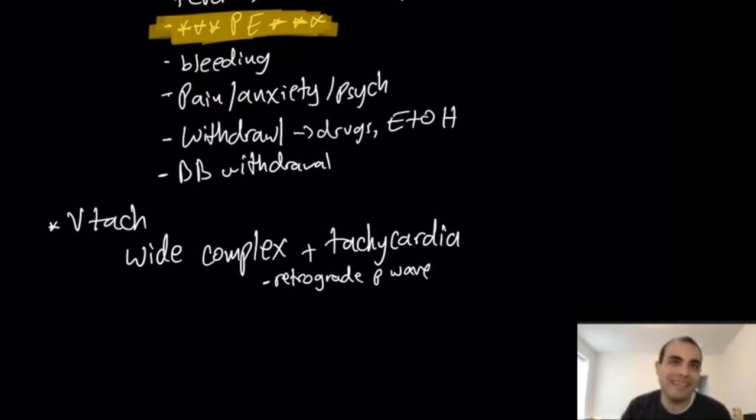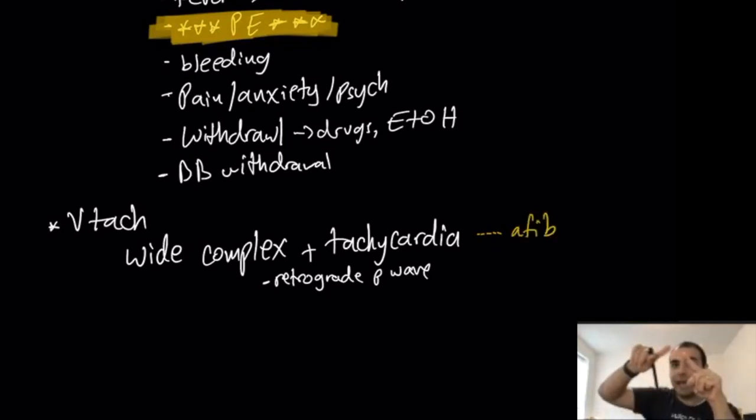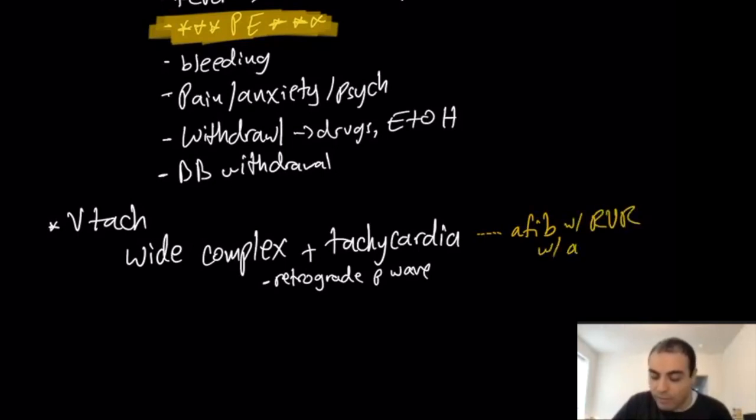There's another kind of pimping question. There is another rhythm that is not Vtec that will give you wide complex tachycardia. Do you know what it is? Sometimes SVT. SVT alone, no, it's going to be narrow complex. But if there's Afib and there is an accessory pathway, an aberrant pathway, the aberrant pathway might take control and cause a wider complex. So Afib with RVR with aberrancy, as they call it, might cause a wide complex tachycardia.